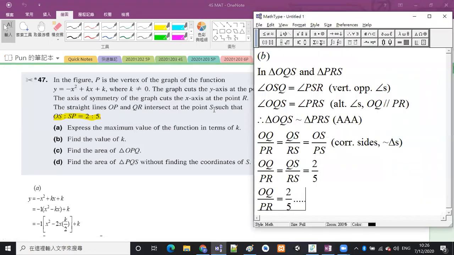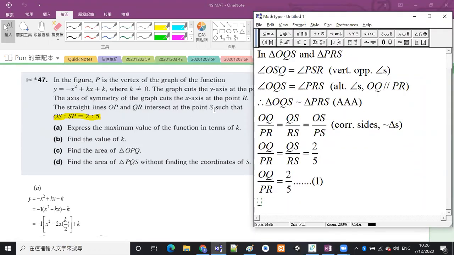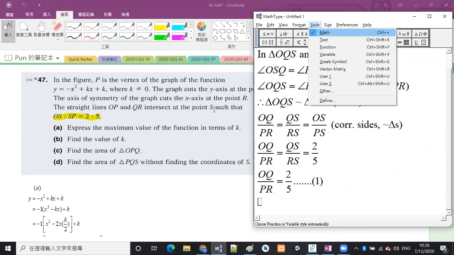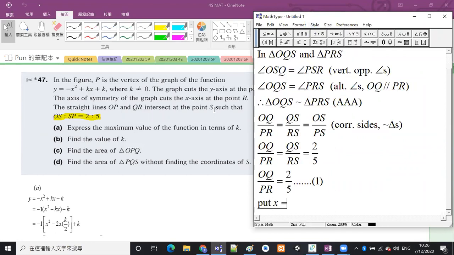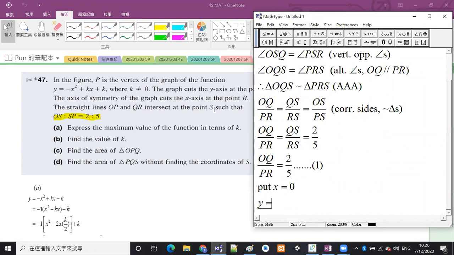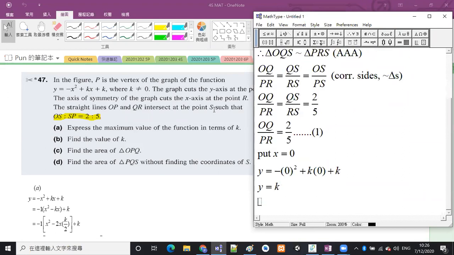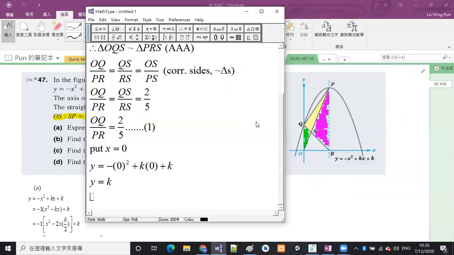So let me save this as equation 1 first. Okay, so we want to put x to be 0, and then y is equal to negative 0 squared plus k times 0 plus k. So that is y is equal to k. If y is equal to k, that is the y-intercept. That is point Q. Okay, which means that OQ will be equal to k minus 0. That is equal to k.